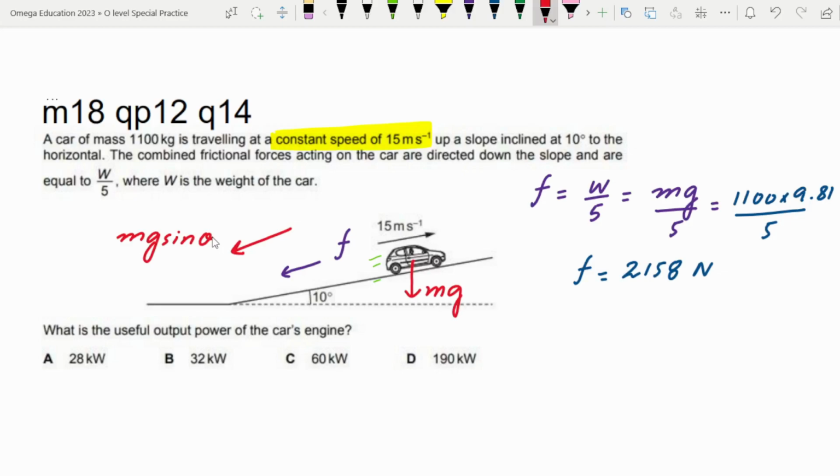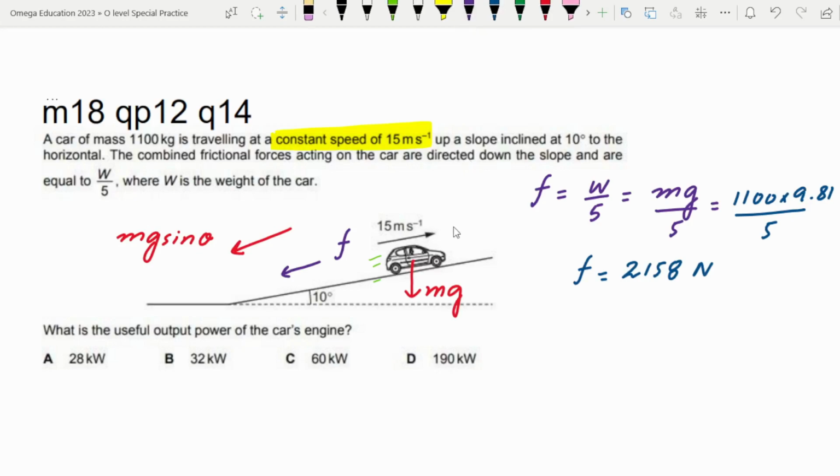Once again, you have to consider that if this is the angle theta, then the component that tries to drag the object down the slope is mg sine theta. It's always going to remain the same. Sometimes mg sine theta could be in your favor, sometimes against you. If you're going down the slope, mg sine theta is actually helping you. But if you're going up the slope, then mg sine theta is against you.